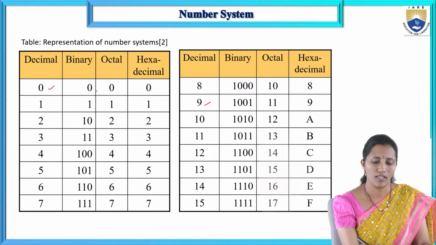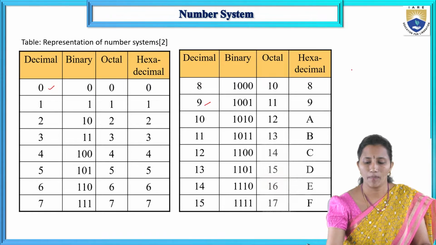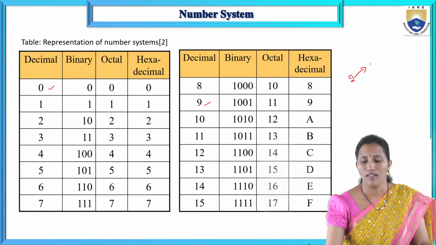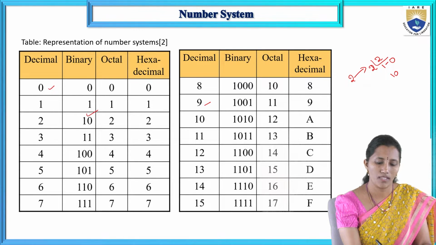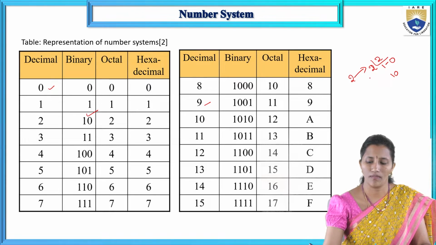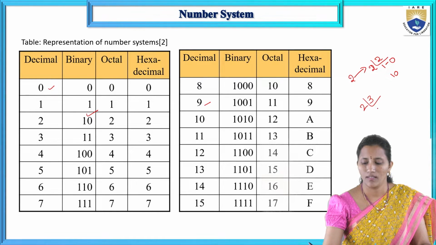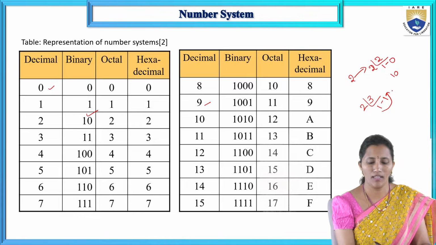Binary is where we represent each digit by either 0 or 1. So how do we represent 2 in binary? First we divide 2 by 2. 2 1s are 2. The remainder is 0. So we represent 2 by 1 0. If it is 3, 2 1s are 2, the remainder is 1. So we represent that by 1 1.